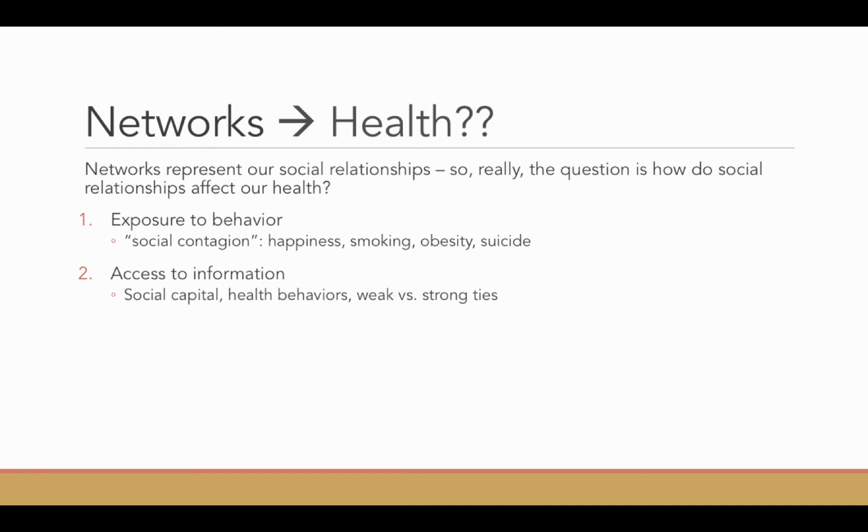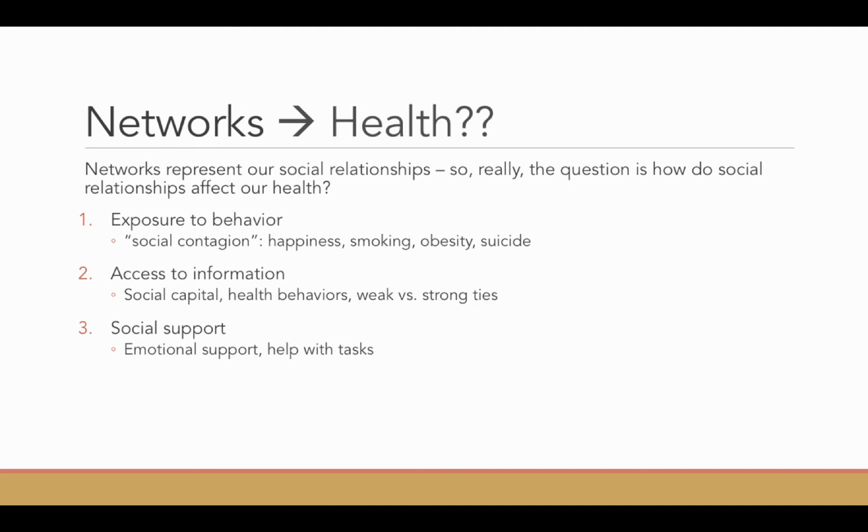The second way that social relationships and networks influence our health is that they provide access to information. So they give us what's called social capital, and I'll define that for you in a little bit. They give us access to information about our health behaviors, and they provide weak and strong ties for us, which then provide us with different kinds of information and resources, which then influence our health.